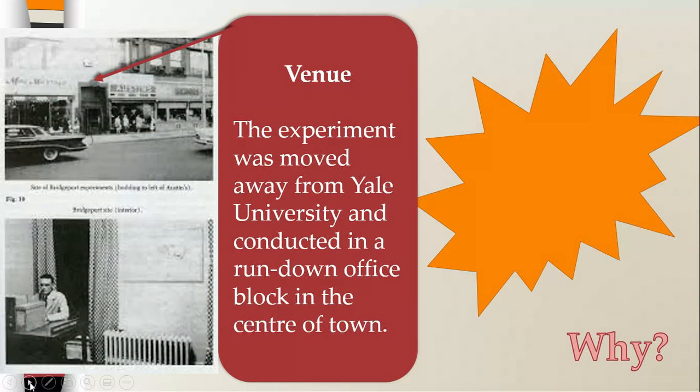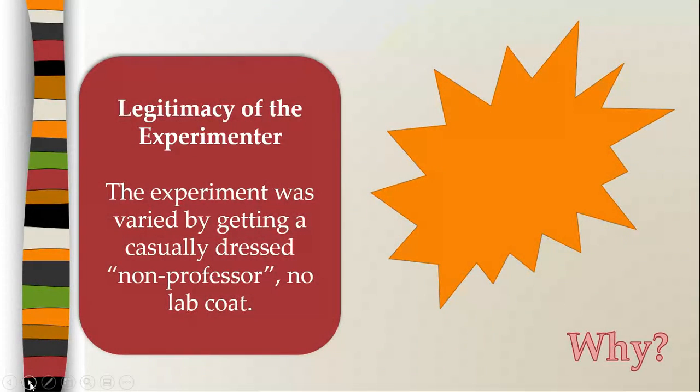In terms of the venue, when the experiment was moved from Yale to some rundown offices, obedience dropped to 47.5%. The argument is that Yale is quite a prestigious environment and people took the experiment more seriously. And legitimacy of the experimenter. So with an experimenter, Mr. Williams, not in a lab coat, obedience dropped to 20%.